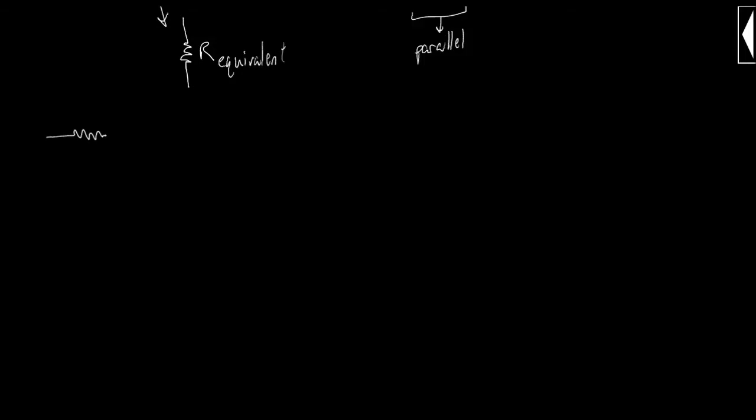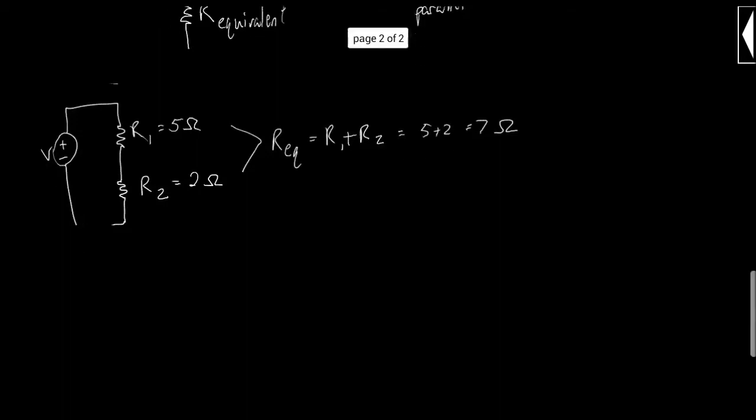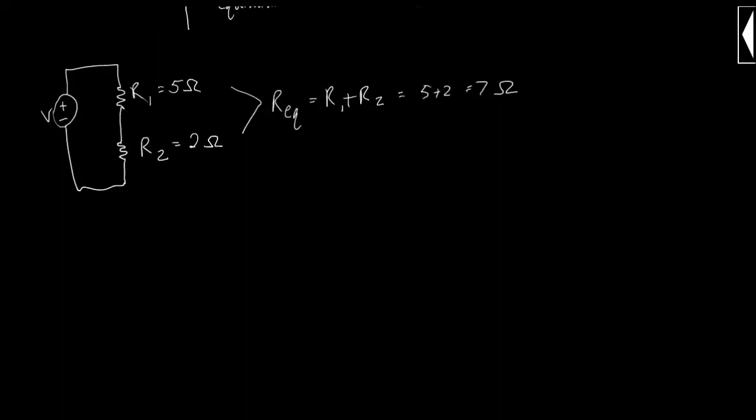Let's say we have our circuit again with R1 and R2, and let's say R1 is 5 ohms and R2 is 2 ohms. R equivalent would be equal to R1 plus R2. So 5 plus 2 is 7 ohms. And this can be extended to be applied in any number of resistors in series.